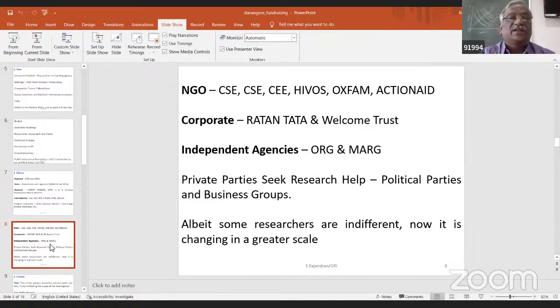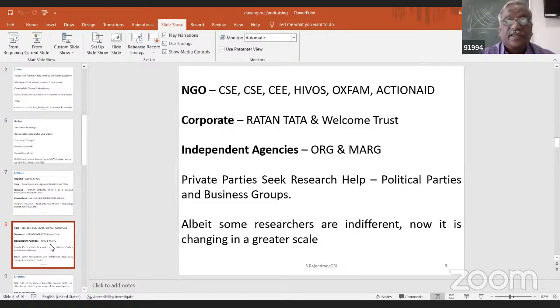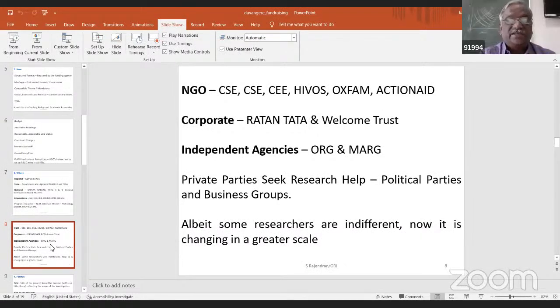In addition to these government and civil society organizations, we have corporate bodies, both at the national as well as international level, like Ratan Tata and Wellcome Trust. And in addition to these, we have independent agencies like ORG, MARG, etc. They do support research proposals. And private parties are also interested in understanding research domains, particularly the political parties, for their choice of election at the regional as well as national levels, and also the business groups.